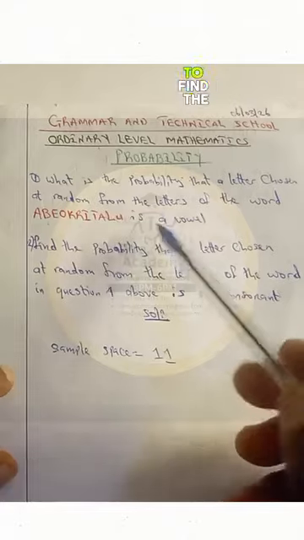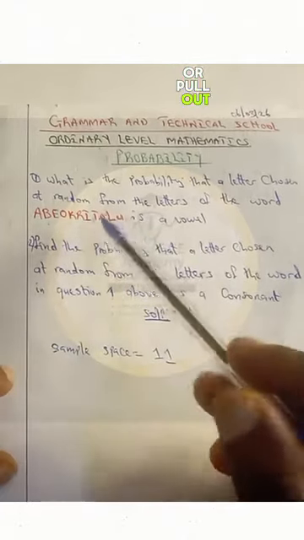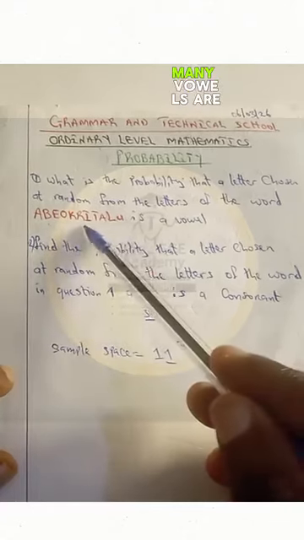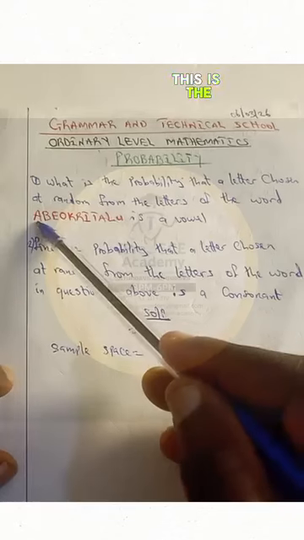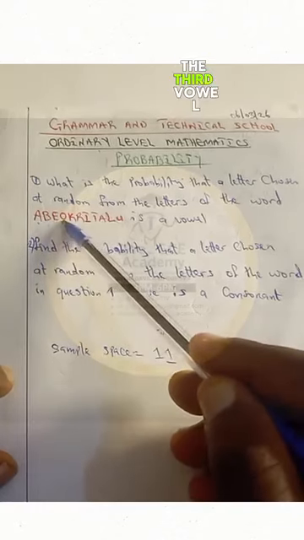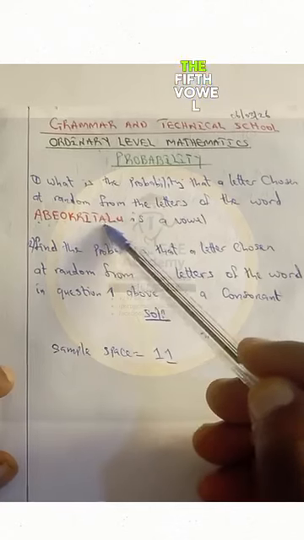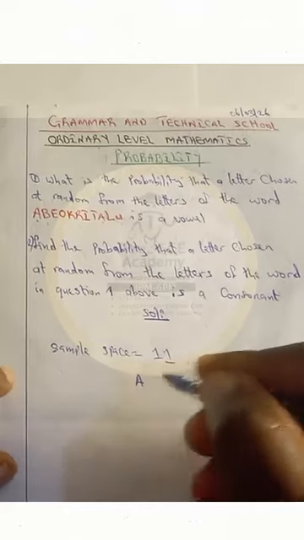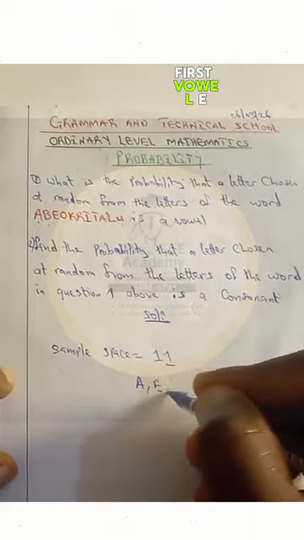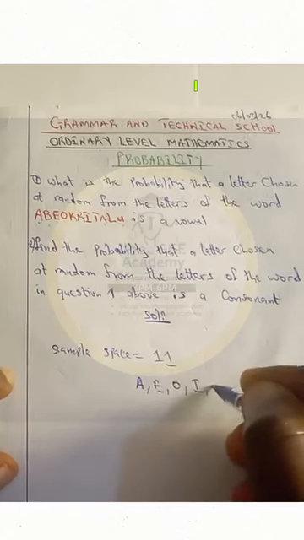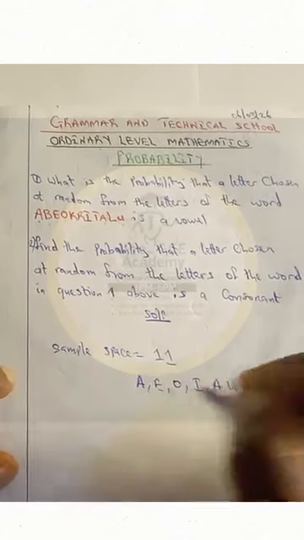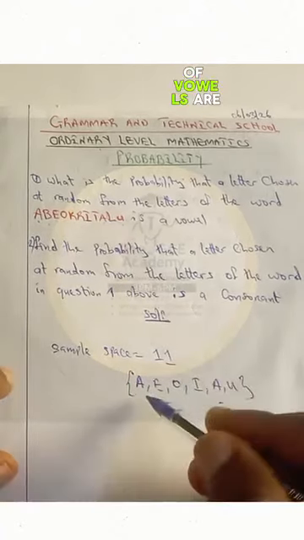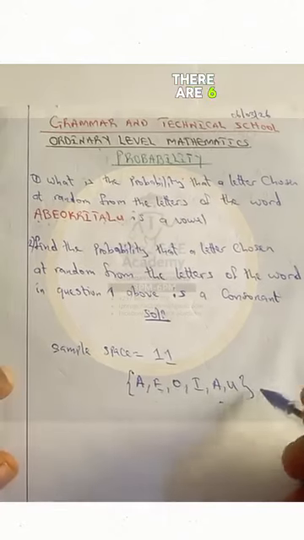Now they're asking us to find the probability that if I pull out any letter from here at random, that letter should be a vowel. So we need to count how many vowels are in here. This is the first vowel, the second vowel, the third vowel, the fourth vowel, the fifth vowel, and the sixth vowel. So the vowels in there are A, that's the first vowel, E, O, I, A, and U. Now, if these are the vowels that are in here, then the number of vowels are 1, 2, 3, 4, 5, 6. There are 6 vowels.